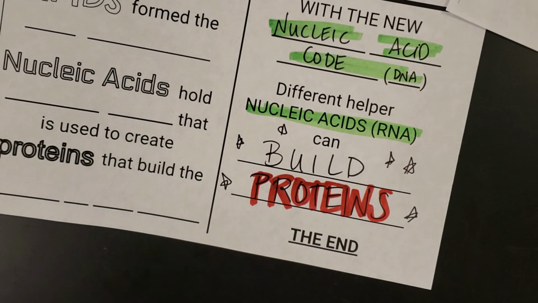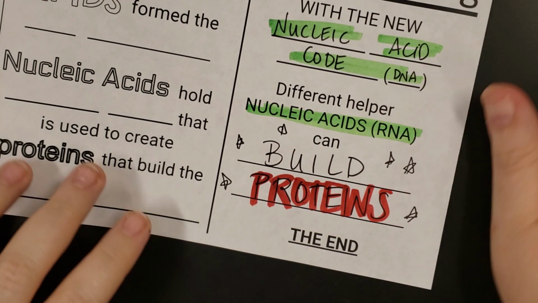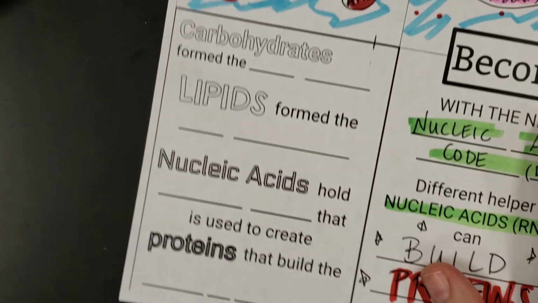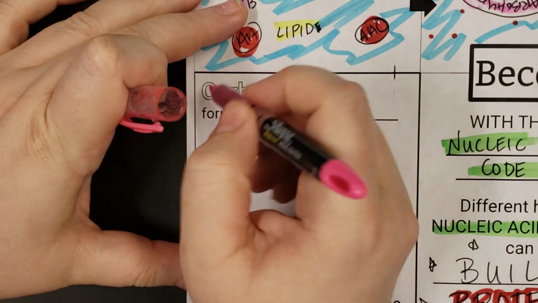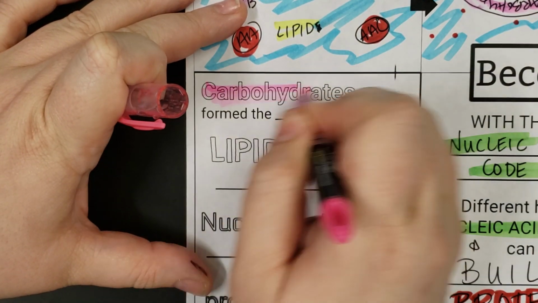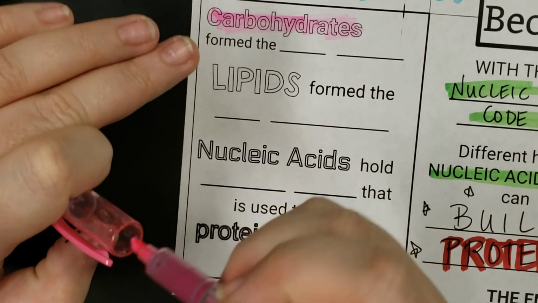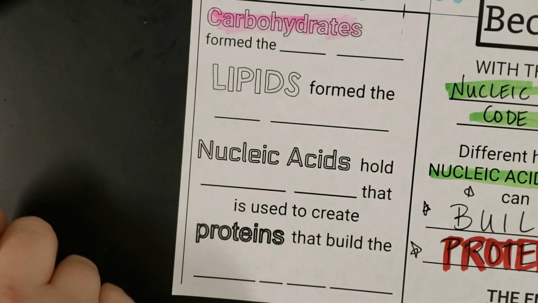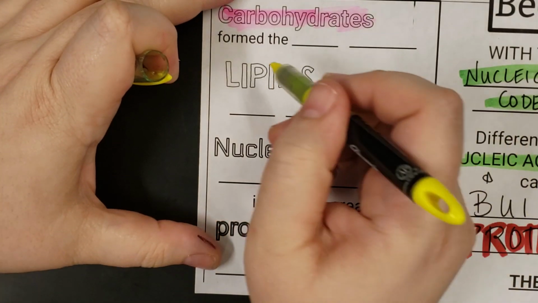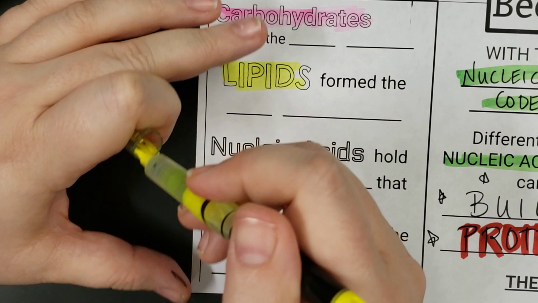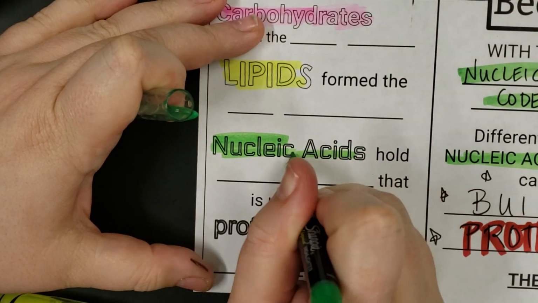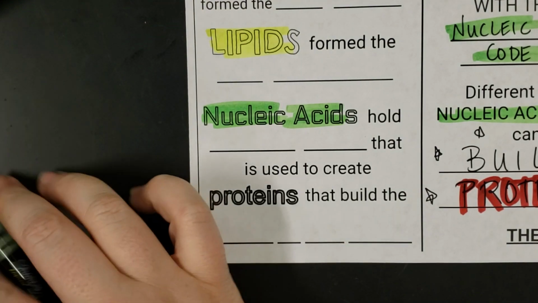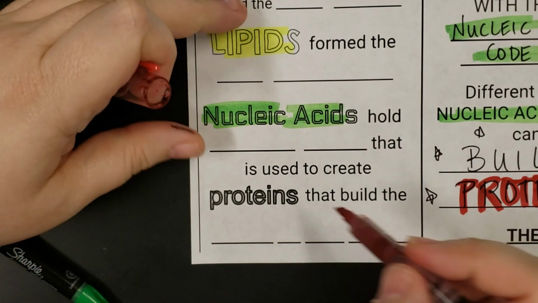All right, so now we're going to go to this end part right here. We're going to first color code. Carbohydrates are pink, so we're just going to color in carbohydrates. All right, our lipids are yellow, so we're going to do this yellow. Nucleic acids were green. And then our proteins for the last were red.